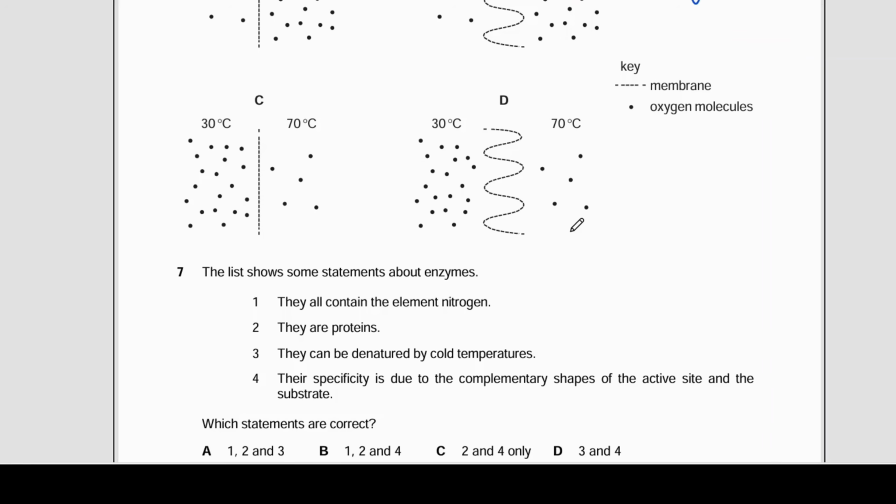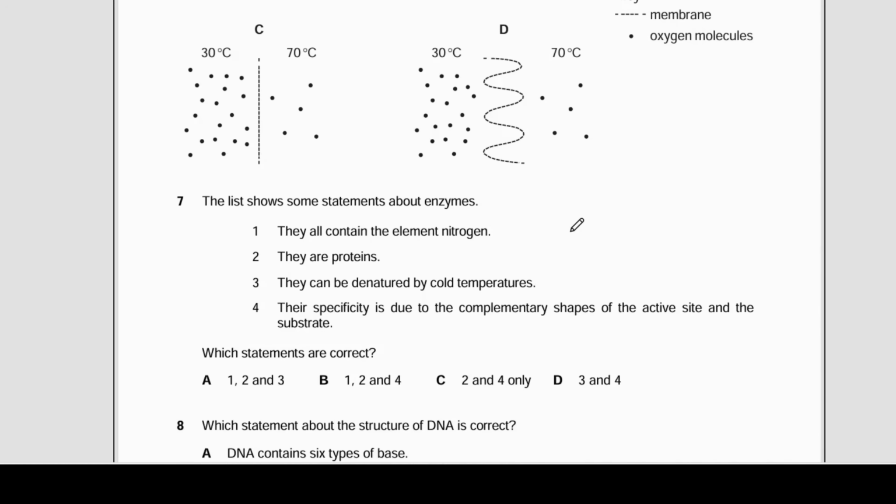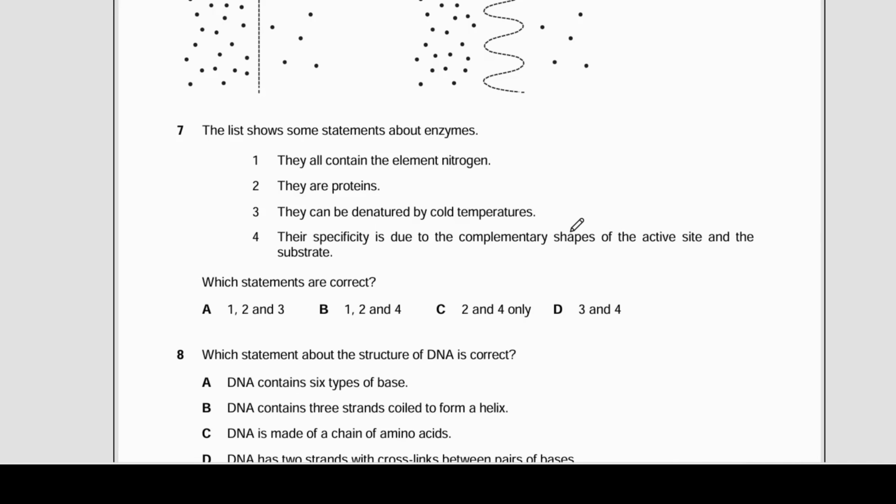Okay, this paper is tough, by the way. The list shows some statements about enzymes. They all contain the element nitrogen. Yes, since they are all proteins. The next option is they are proteins. Yes, they are proteins. They can be denatured by cold temperatures. No, that's wrong. Their specificity is due to the complementary shape of the active site. Yes. So we have three correct statements, 1, 2, and 4. So it would be B.